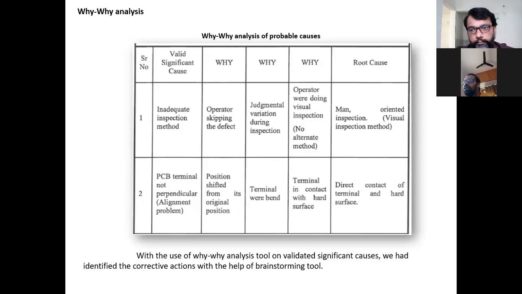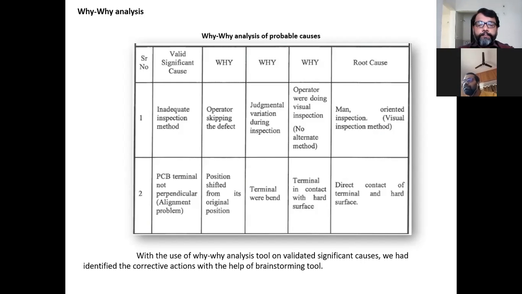Sometimes the judgment of whether it is right or wrong with a visual is very hard to make. And why is it judgmental? Because he is doing the visual inspection, so it again varies from person to person. The root cause is that it is a man-oriented inspection here. And the second reason was the PCB terminal not perpendicular. The alignment problem comes under the material again. The position shifted from its original position.